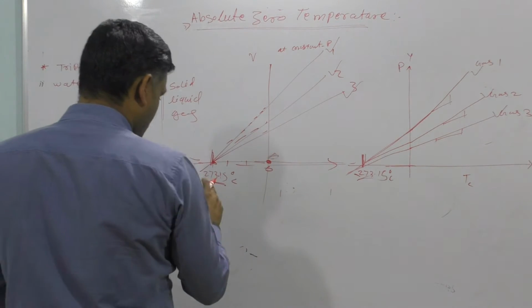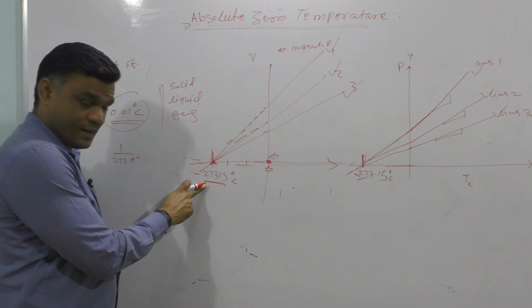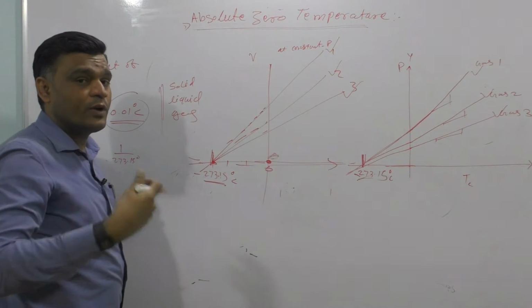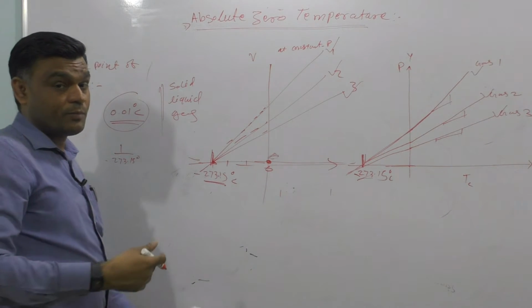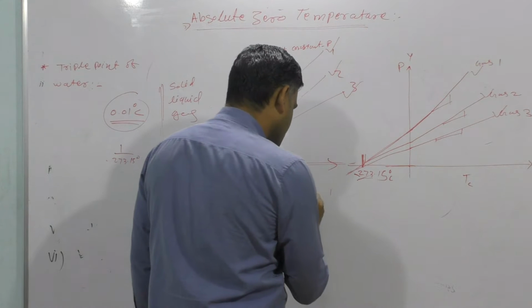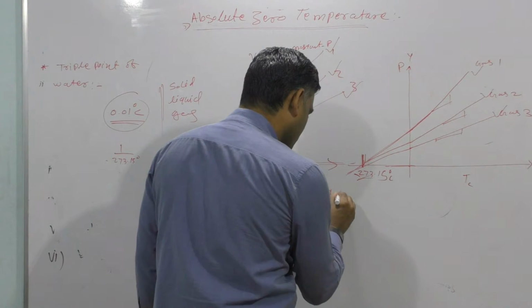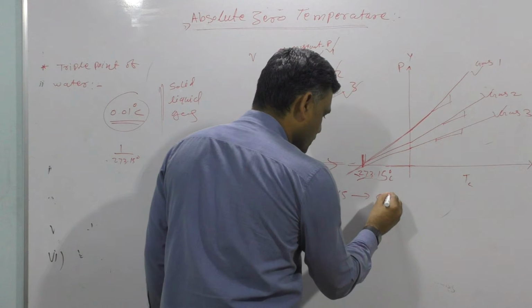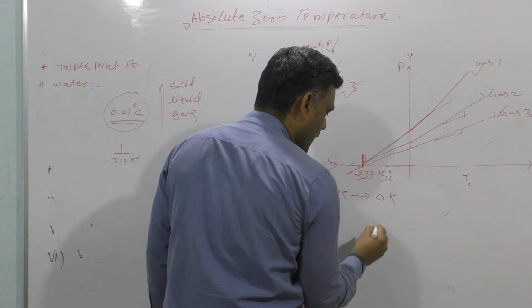From this, once we define the absolute zero temperature, we modify the previous scale and we refer to this minus 273.15 as the absolute 0 degree Kelvin.